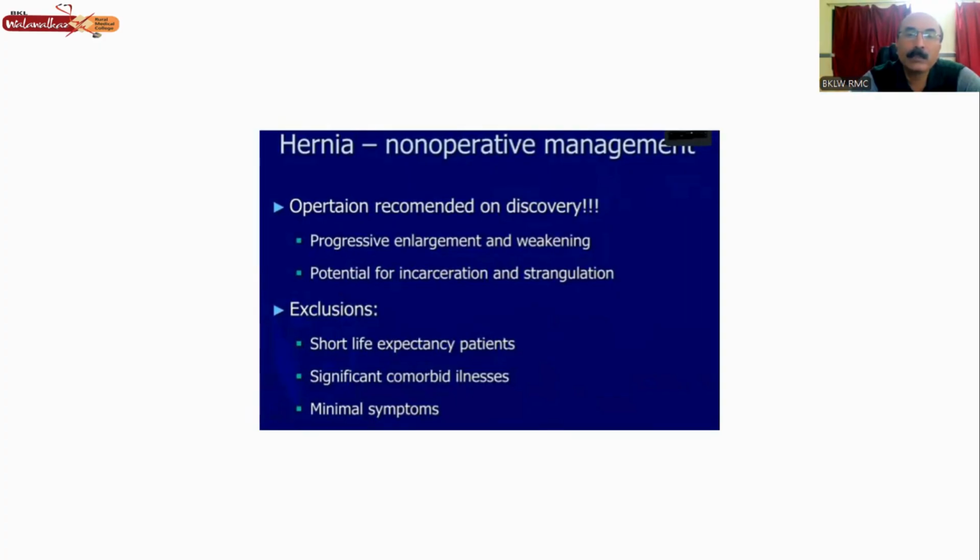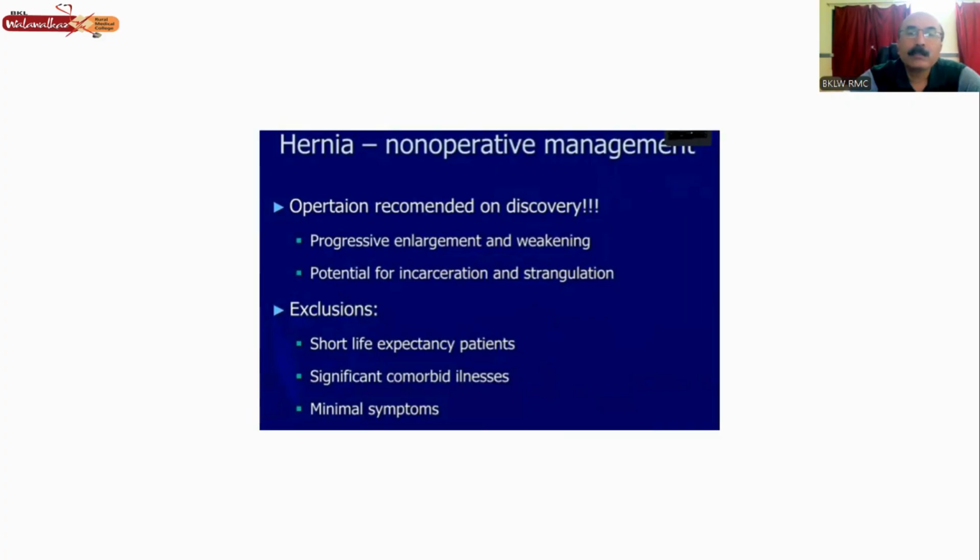manage a hernia? Usually, hernias are managed by surgery. There are no medications that will resolve the hernia. So the mainstay of the treatment will be an operation. Operation is recommended on discovery.